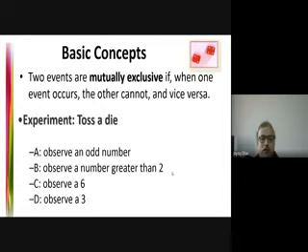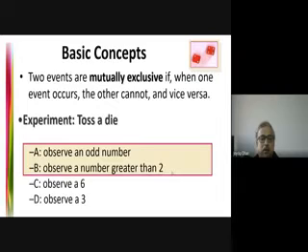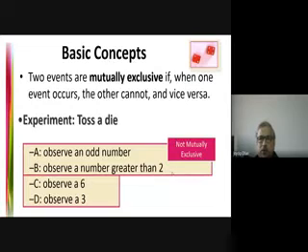Now the experiment of tossing a die. Observe an odd number, observe a number greater than 2, observe a 6, observe a 3. Let us see which are mutually exclusive. Observing an odd number may be 1, 3, or 5 in the case of a die. Observing a number greater than 2 means it may be any number from 3 to 6. So these two are not mutually exclusive. But observing a 6 means either we get 6 or not, and observing a 3 likewise, so these two are mutually exclusive.